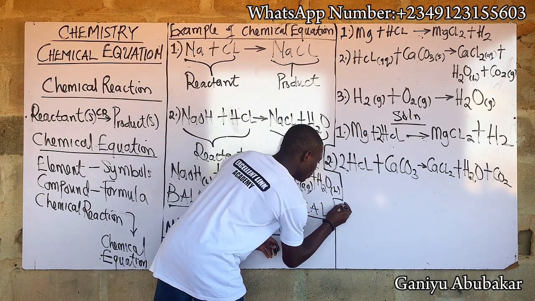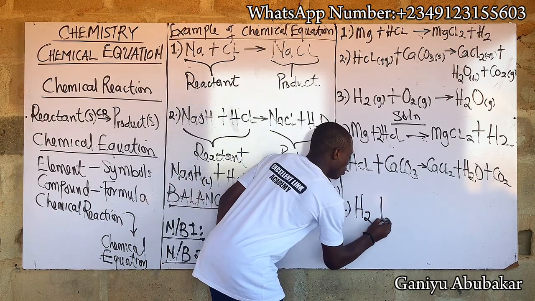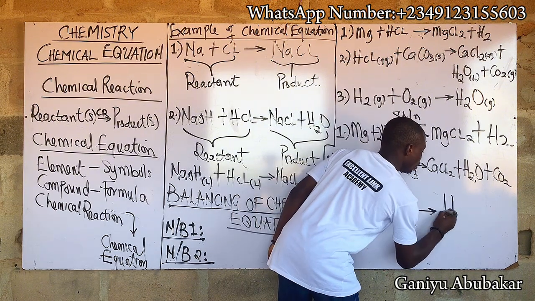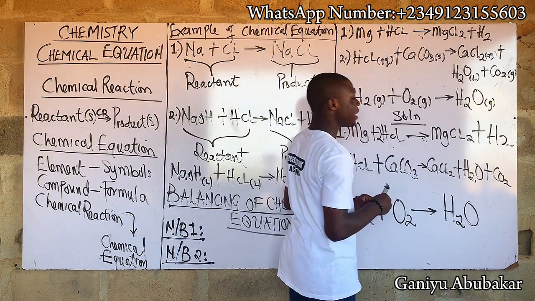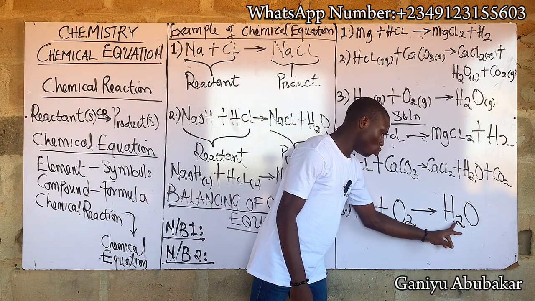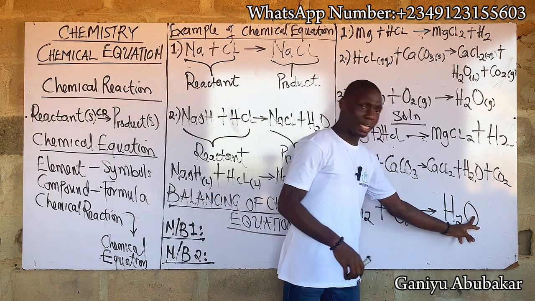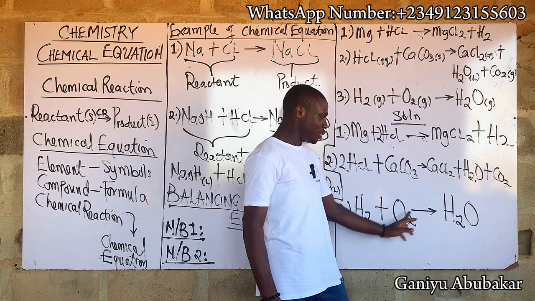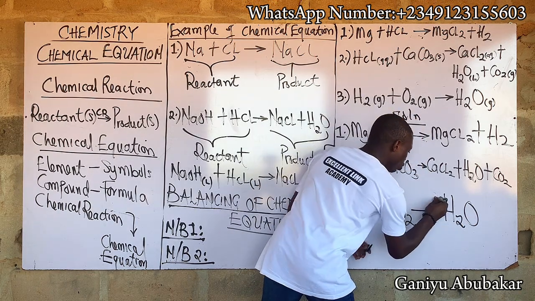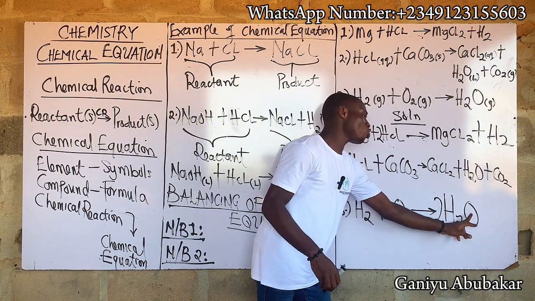Let's do number 3. Number 3 there, I have H2 combined with O2 to give H2O, right? Let's balance this, please. This is H2. Hydrogen is 2 here, balanced, no problem. Oxygen is 2 here. Oxygen is 1 here. So this is 2, this is 1. How do you balance this? We need a 2. Don't go and put 2 here, it's wrong. Put the 2 as a coefficient.